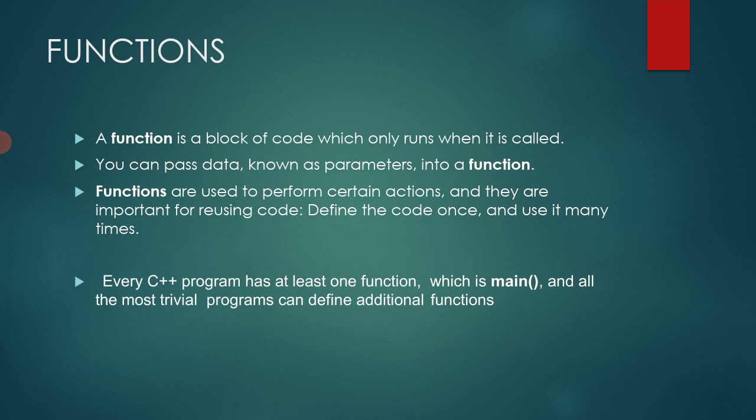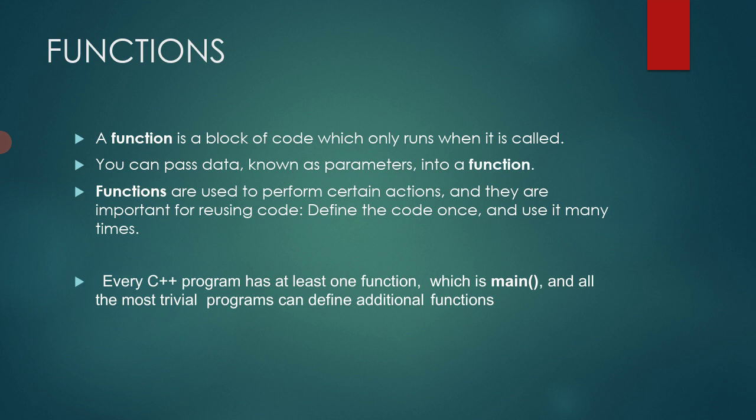You can also pass data to a function, and we call it parameters. We also call it arguments. Functions are used to perform certain actions and they are important for reusing the code. As I have already explained, we use functions because we can reuse them again and again, which is a very beneficial thing for us. Once we have defined the code, we can use it again and again. So this is the advantage of using functions.